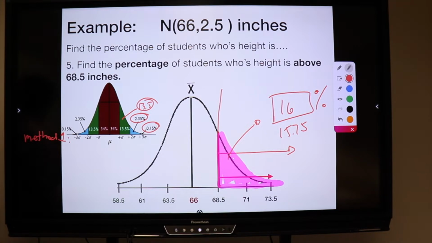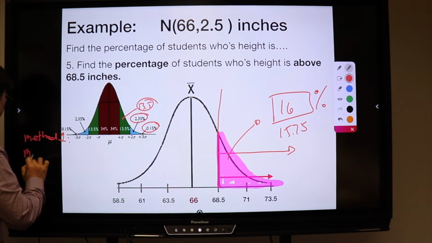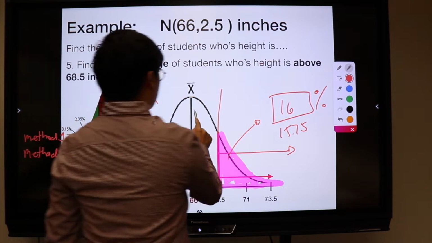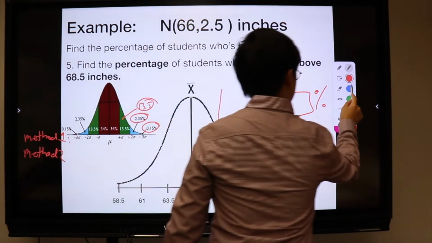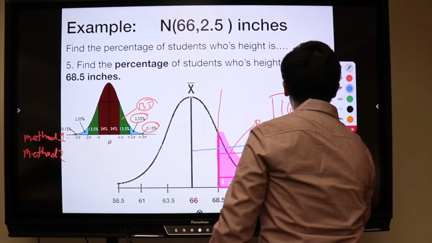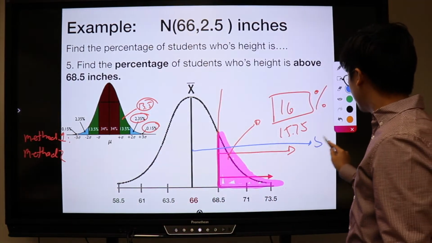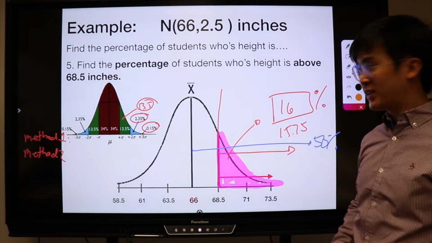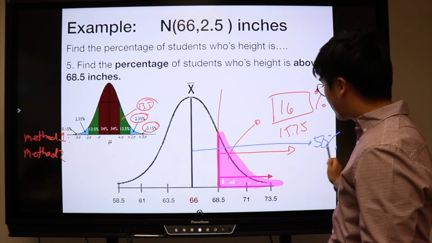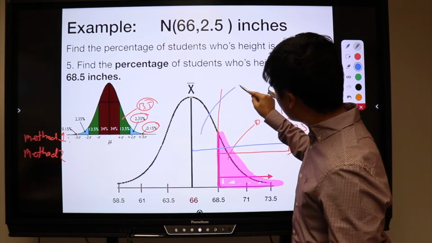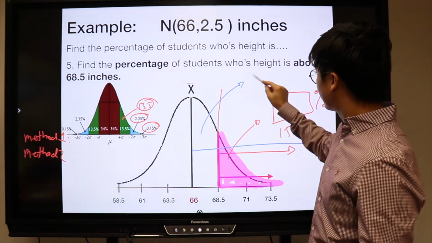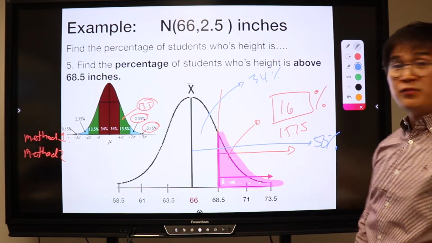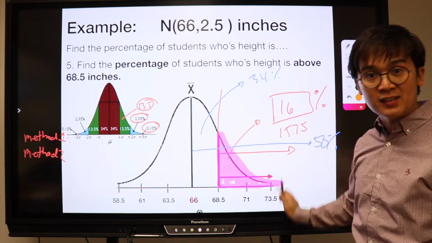Now, what is my method 2? Okay. This much percent is what? 50%. That much is 50%. And since I know this is 50%, what is this much right here? 34%. So what I can do is subtract 34 from 50% and I'll get this piece of my normal curve, right?